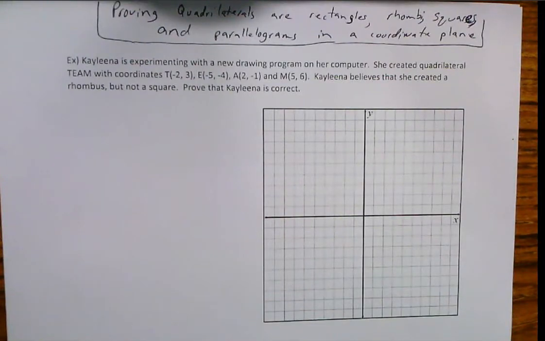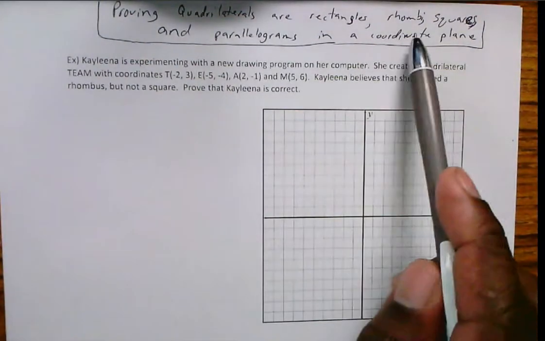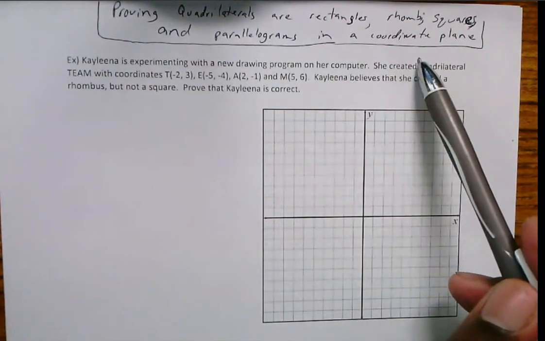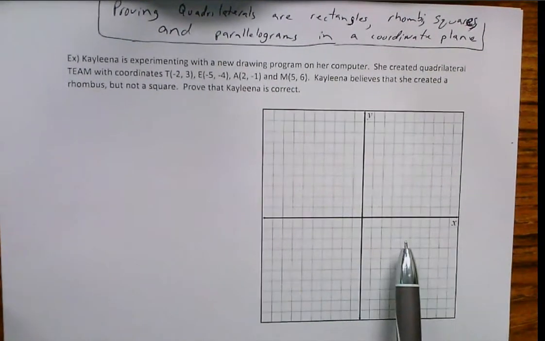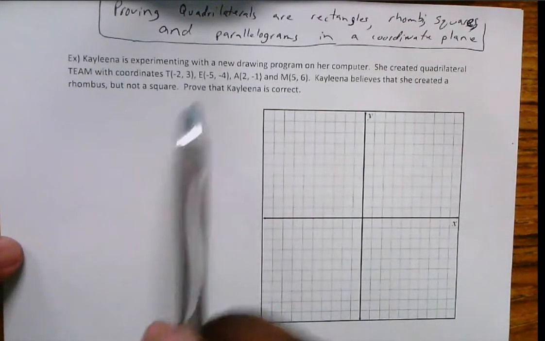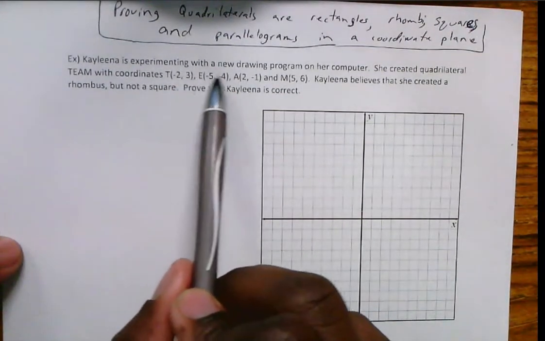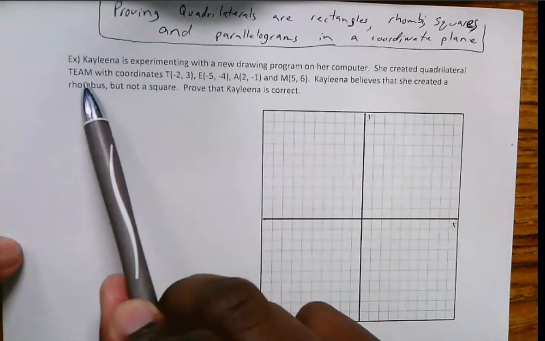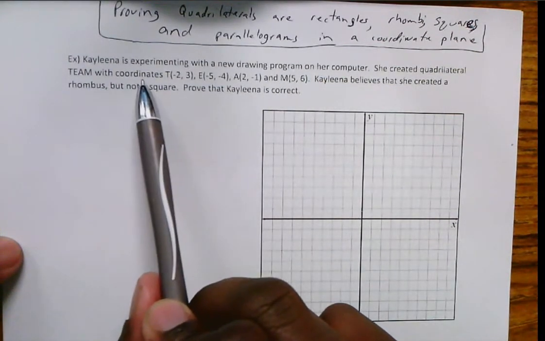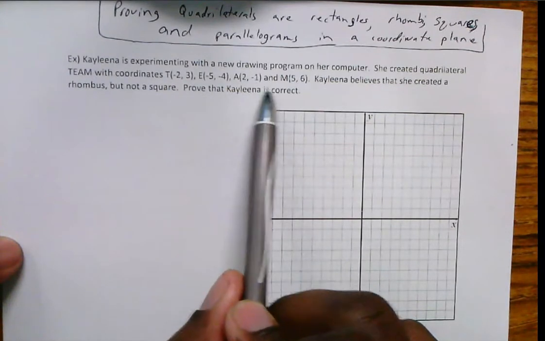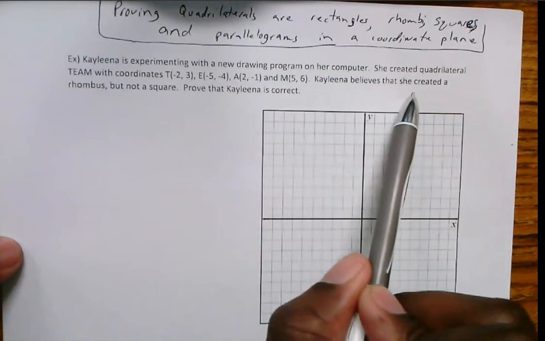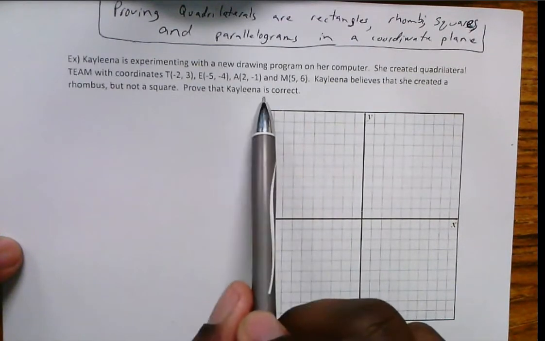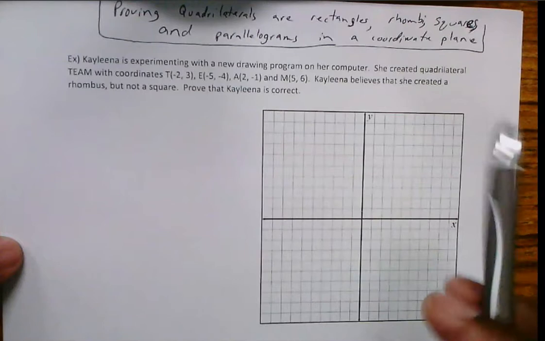This video is about proving quadrilaterals are rectangles, rhombi, squares, and parallelograms inside of the coordinate plane. So this is the question. Kalina is experimenting with a new drawing program on her computer. She created quadrilateral TEAM with coordinates here. Kalina believes that she created a rhombus, but not a square. Prove that she's correct. So let's check this out.